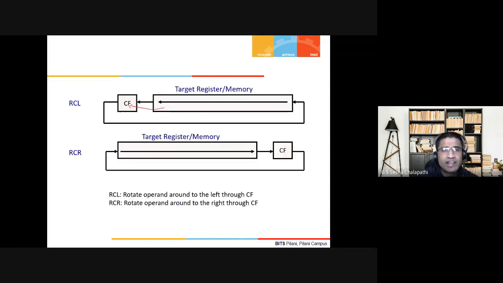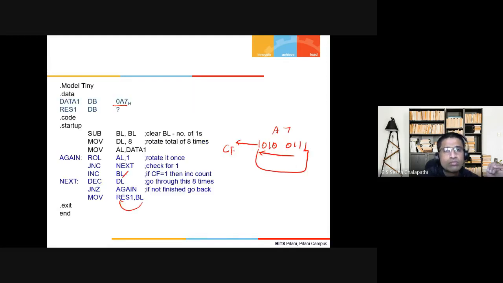The syntax is the same for RCR and RCL, also same as ROL and ROR, except that the mnemonic will be different. It will be RCL destination comma count and RCR destination comma count, right?